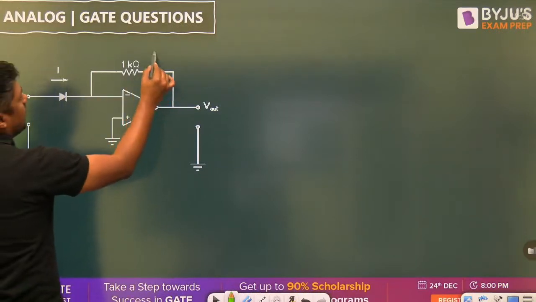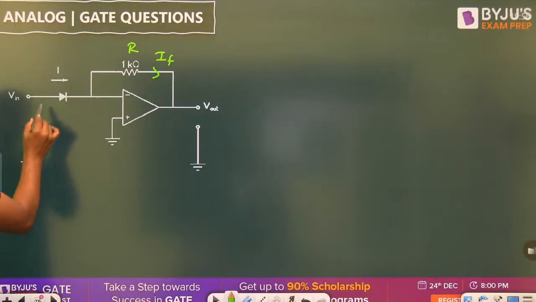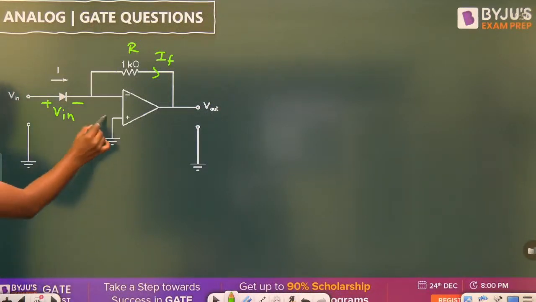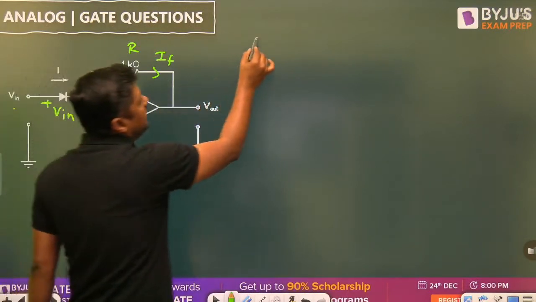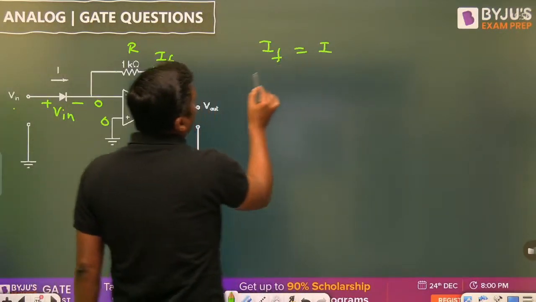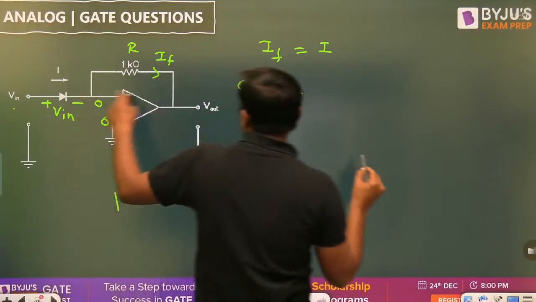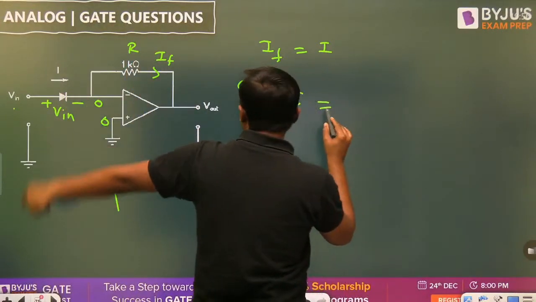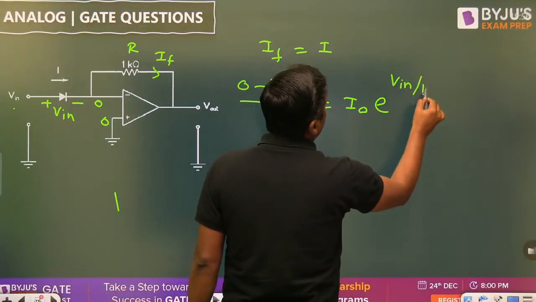The same current will pass here. Let this be R, and this is the diode. What is the drop across the diode? Vin. Because of the virtual short, this is 0, this is 0. So what is the drop across the diode? Vin. The same current will pass, so we can write IF is equal to I. What is IF? 0 minus Vout upon RF. This is the RF resistor. What is the current through the diode? It is given by I naught e raised to power Vin by Vt.